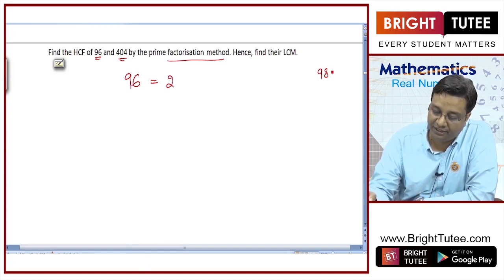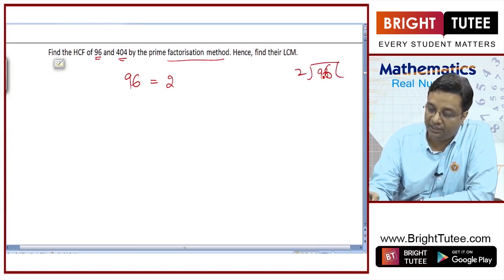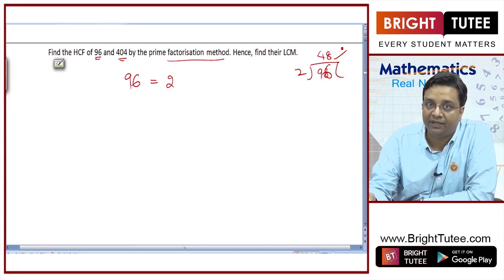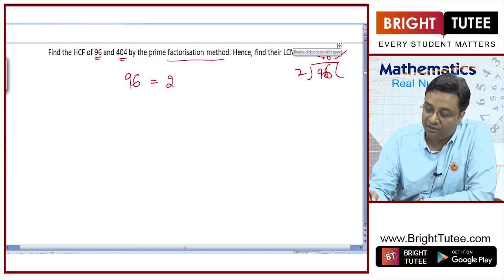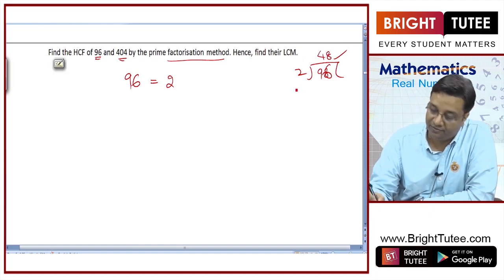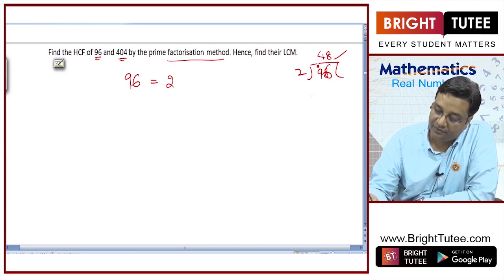How do you prime factorize a number? 96 can be divided by 2, right? And the quotient that you will get is 48. Then you will divide 48 again, right? And you will get 24. Then you will divide it again. So you do it like this, right? You can keep on dividing like this.